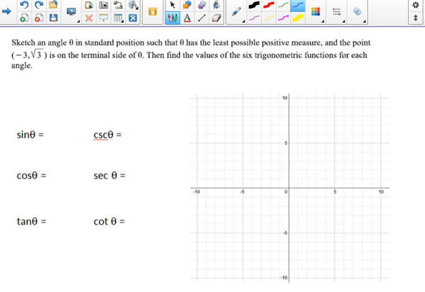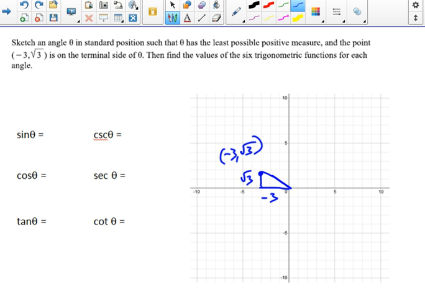All right, same thing here. We're going to go negative 3, and then I'm going to go up the square root of 3. That's 1 point something. So somewhere in here is the point negative 3 comma square root of 3. So I have the x, the negative 3. I have the y, which is positive square root of 3.